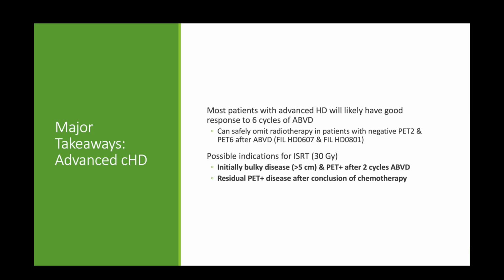Possible indications for involved site radiotherapy include patients that presented with initially bulky disease, so greater than 5 centimeters, and PET positive disease after 2 cycles of ABVD, so they did not have a complete response to 2 cycles of ABVD, or if they continue to have residual PET positive disease after the conclusion of chemotherapy.